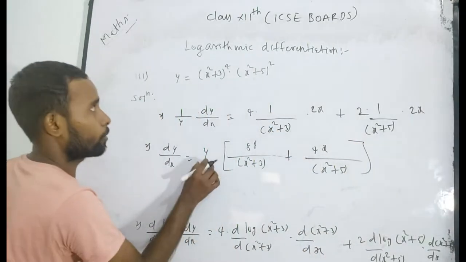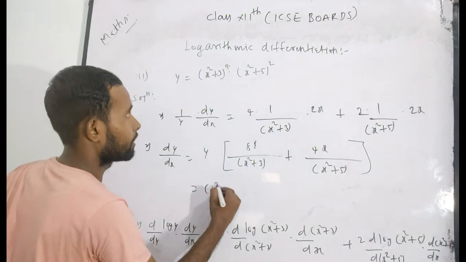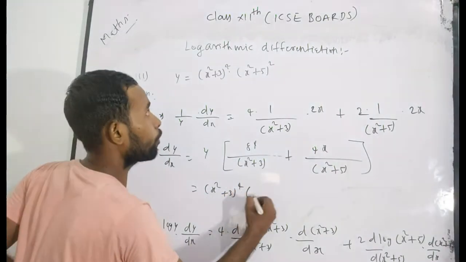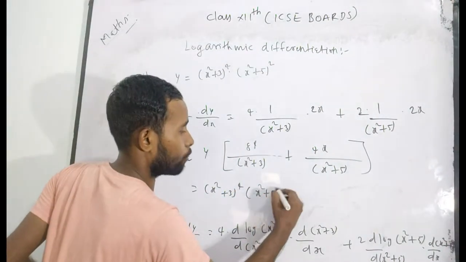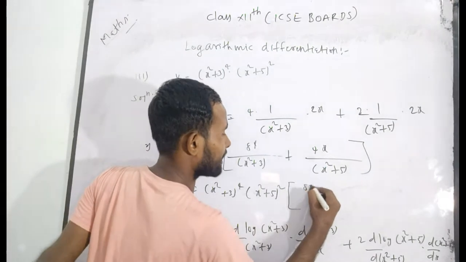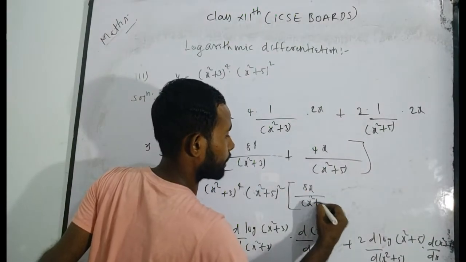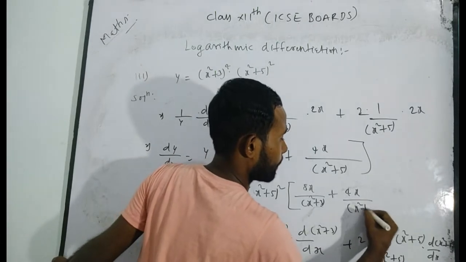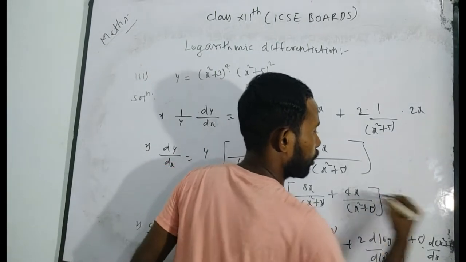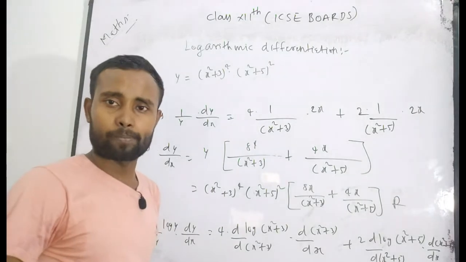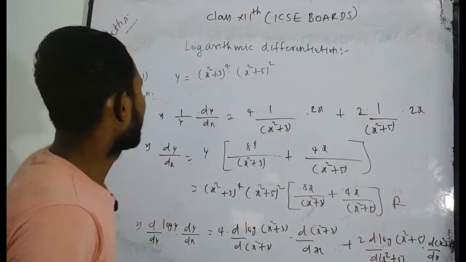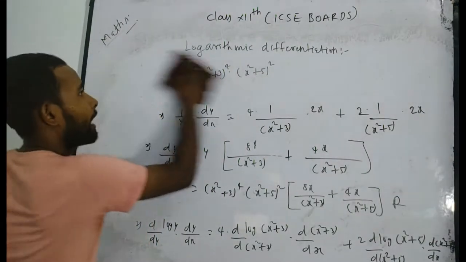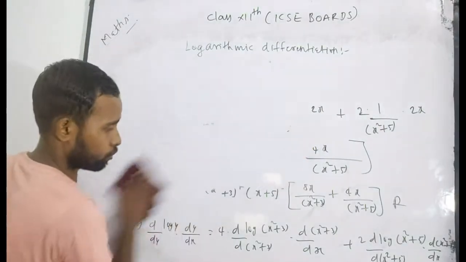Now you have to put here the value of y, which has been given already: (x square plus 3) whole to the power 4 into (x square plus 5) whole to the power 2 into 8x divided by x square plus 3 plus 4x divided by x square plus 5. This is the correct answer of this question. I think you understand very well. Now, I will again give you the next question.